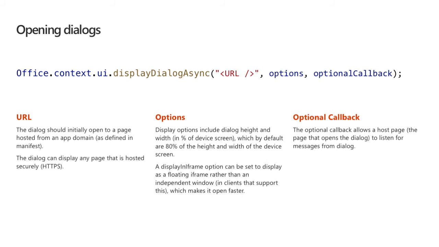The optional callback as the third parameter allows us to host a page that's going to respond to messages and events from the dialog. We're going to look at that more in just a minute.